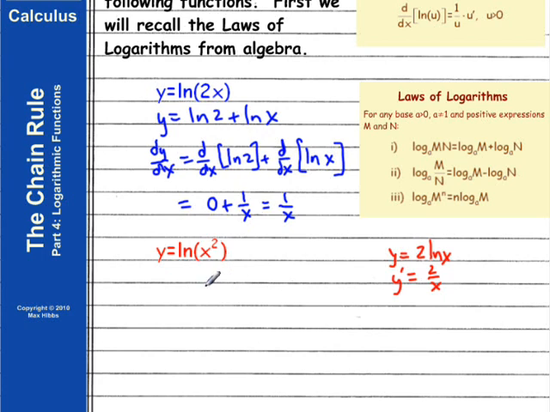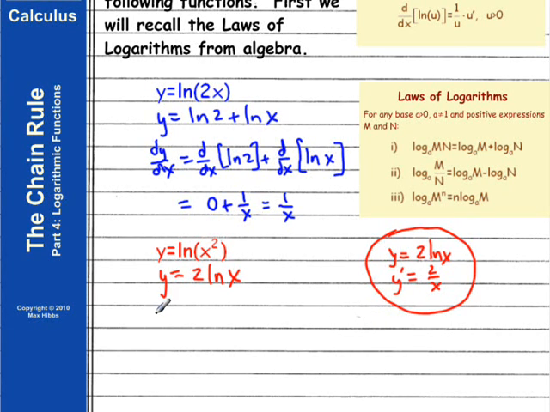Well, here's why. If we use a little algebra on this function before we find the derivative, that is, if we use the third law of logarithms, that is, we have the logarithm of x to a power, well, we can write that power 2 as a factor in front, so it's 2 times the natural log of x, which is exactly that other function that we had earlier, and we didn't notice that at the time.